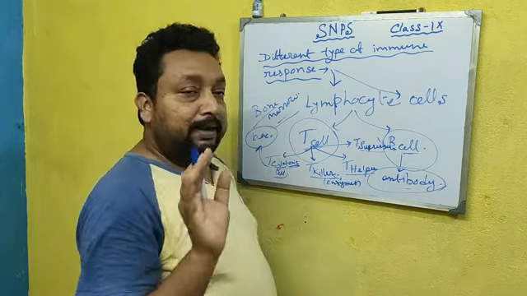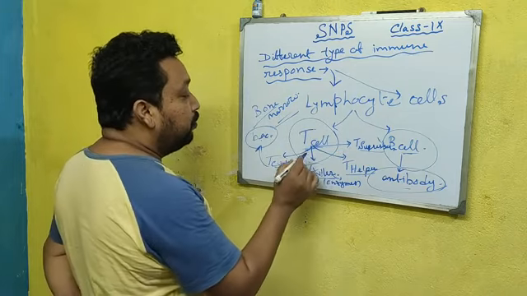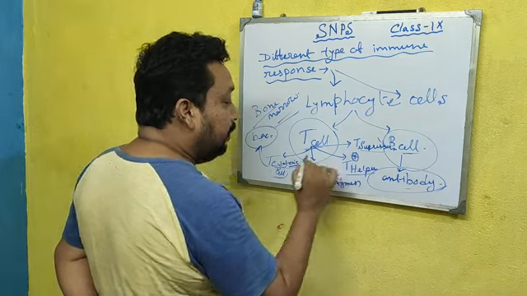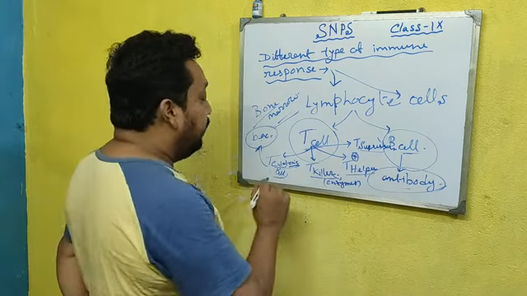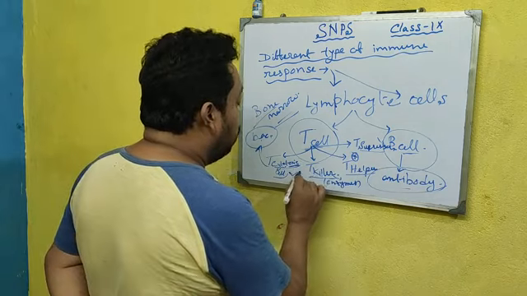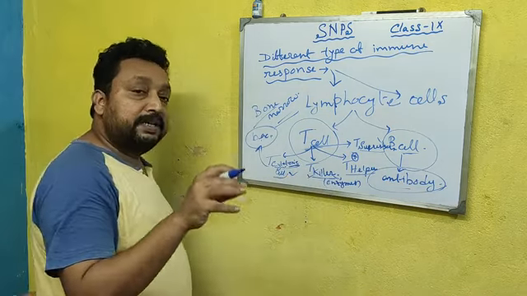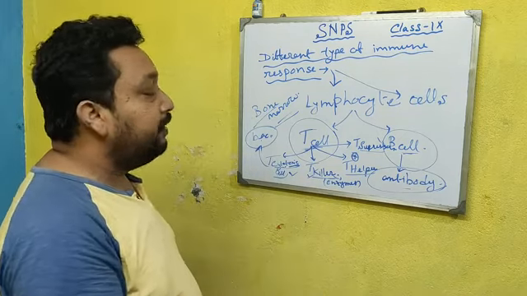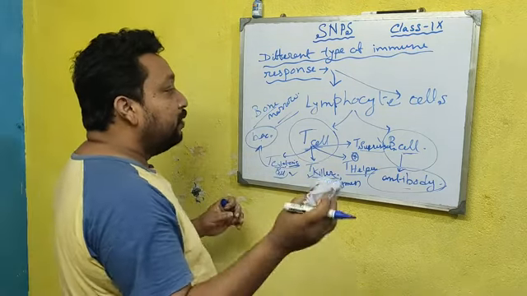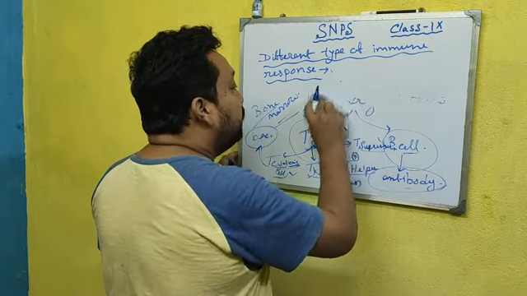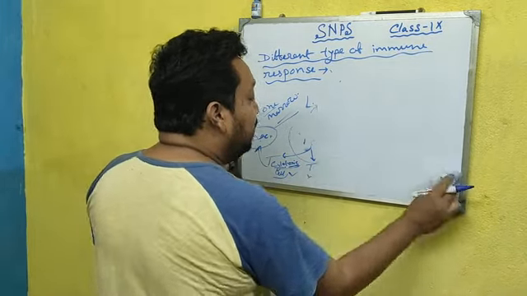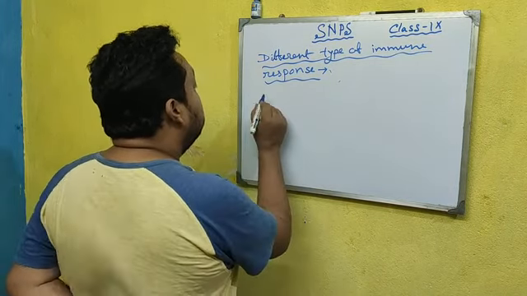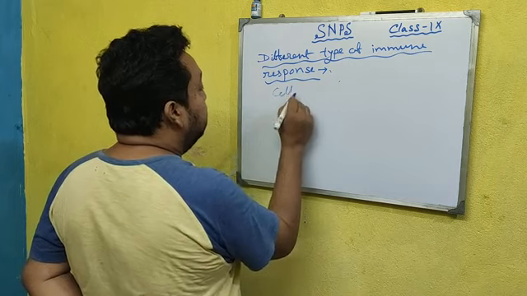So mainly in your syllabus you have to know about this T helper cell carefully, because it has a great property, and these are the cells which help to kill the antigen. Now we come to the different types of immune response that we have already discussed. There are two types of immune response, that is cellular and humoral. First, cellular immunity.